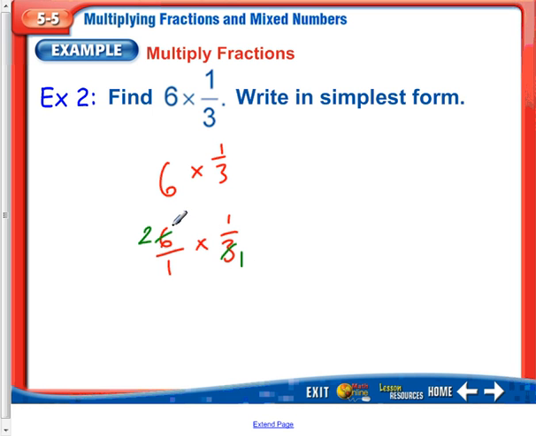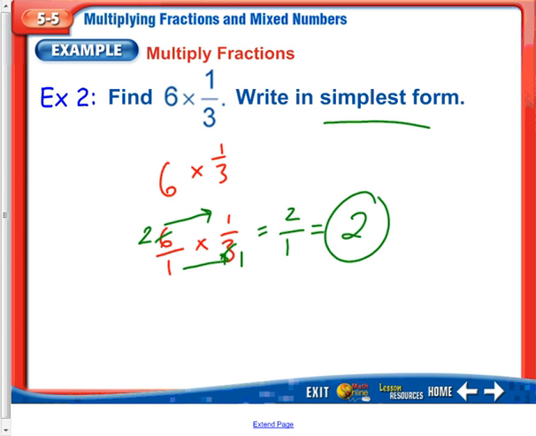So now we can multiply straight across. That's step 3. So 2 times 1 is 2, and 1 times 1 is 1. And now, again, write it in the simplest form. And the last step, step 4, says to simplify, so we can rewrite that as just 2. And that's our answer.